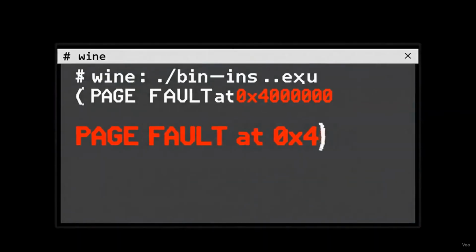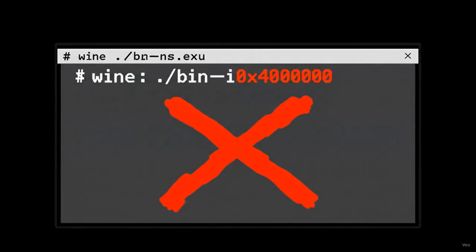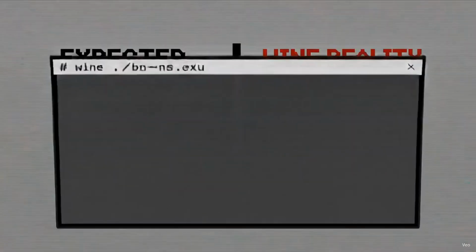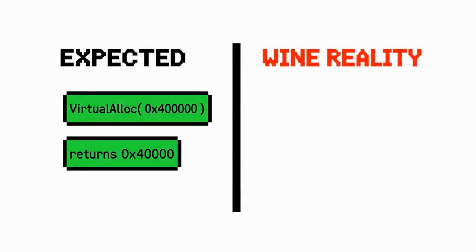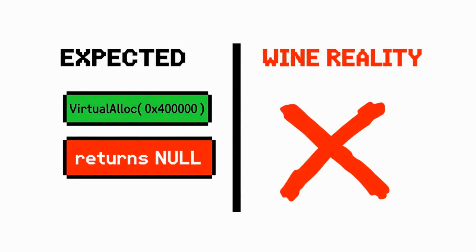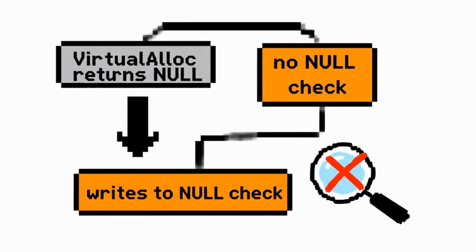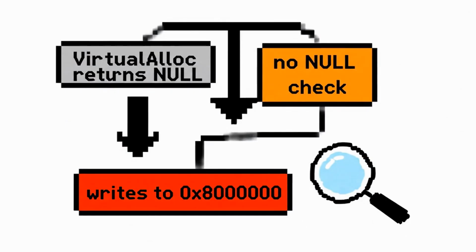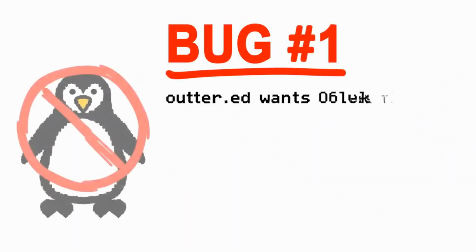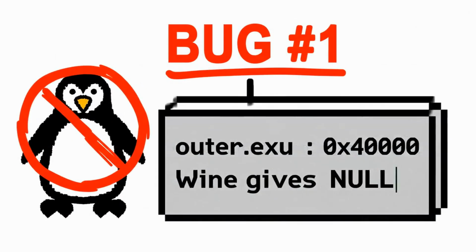We try running the binary under Wine on Linux. It crashes immediately, a page fault. Here's what's happening. The loader calls VirtualAlloc to reserve memory at a specific address. The code doesn't check for NULL. It just starts copying bytes to address 0, which crashes. This is bug #1. The outer binary is broken on Linux because Wine doesn't give it the exact memory address it wants.